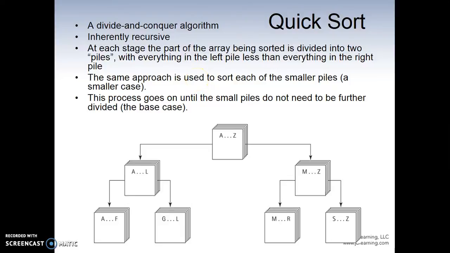So another n log n efficiency sorting technique is QuickSort. We use a divide and conquer algorithm, and we use recursion to help, right? By looking at the largest pile to sort, we divide it in half, and the left half is always less than the right half, and keep doing that again and again, making smaller and smaller piles, until the small piles do not need to be further divided, which is the best case.